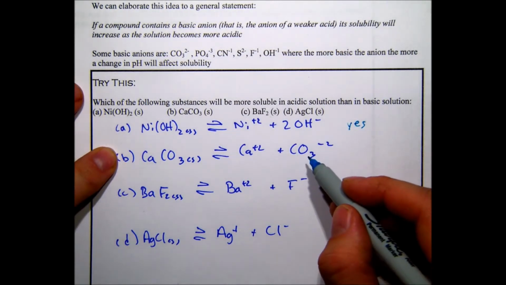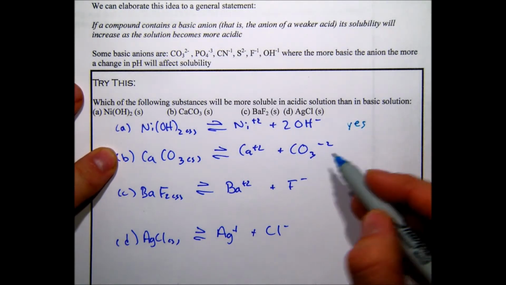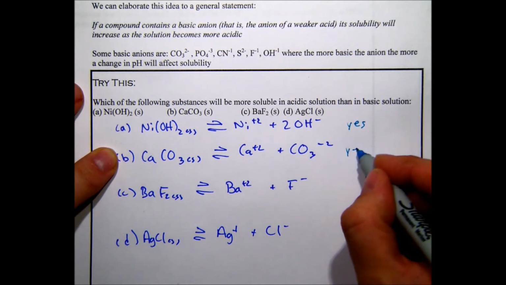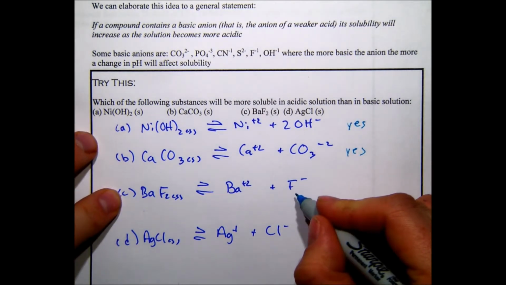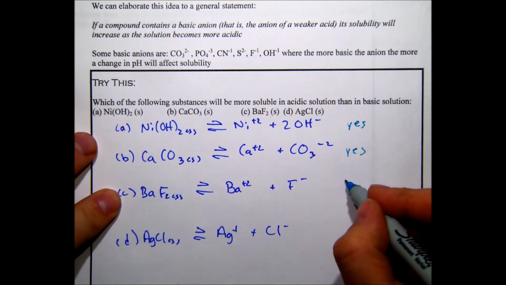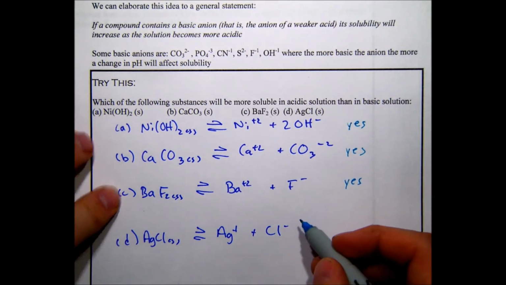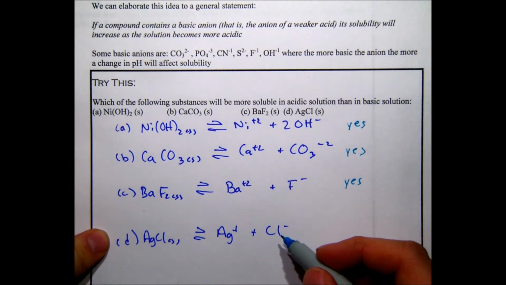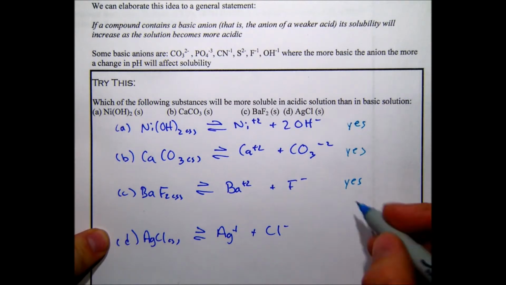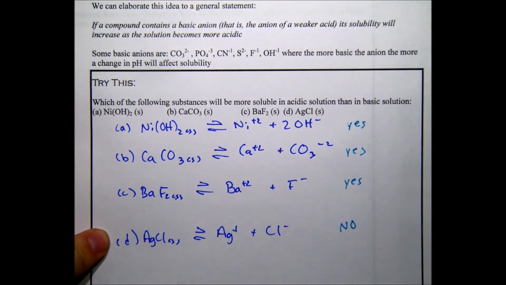Carbonate is the conjugate base of carbonic acid, which is a weak acid, so that's a yes. Fluoride is the conjugate base of hydrogen fluoride, which is also a weak acid. And then we get down to chloride. Well, chloride's the conjugate base of hydrochloric acid, which is a strong acid. So that's a no. And that's basically how we figure out if a lower pH will make the compound more soluble.